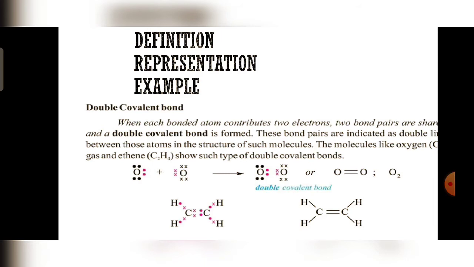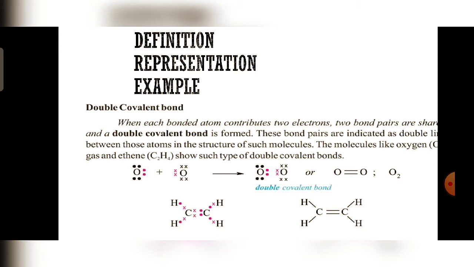Listen girls, the main difference between single and double covalent bond is that in a single covalent bond both atoms share one electron, and in a double covalent bond both atoms will share two electrons. When two atoms share two electrons, they will form two bond pairs, and that's why it is called a double covalent bond, and it will be represented by a double line.